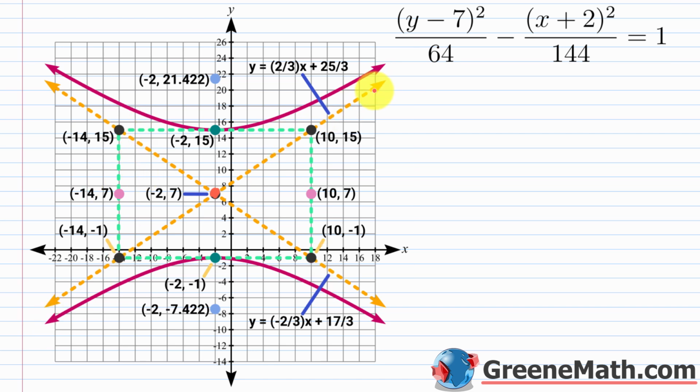And lastly, you have your asymptotes. Again, you can always use point slope form for that if you don't have that formula memorized, if you forget it for some reason. So this one right here, the equation will be y equals 2/3 x plus 25/3. This one that's negatively sloped is going to be y equals negative 2/3 x plus 17/3.